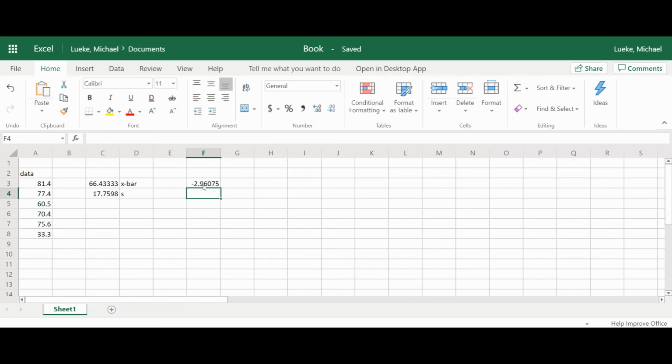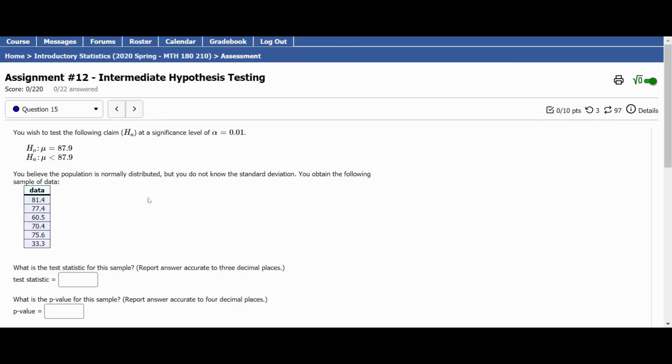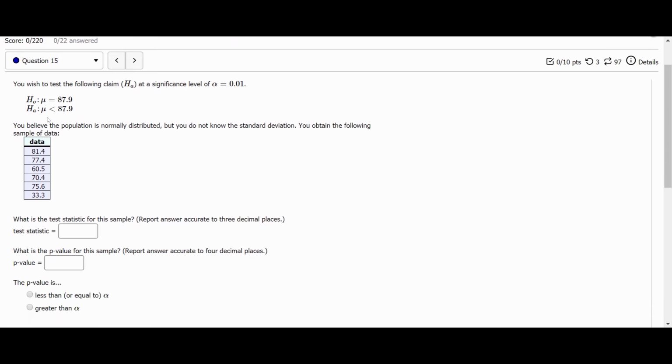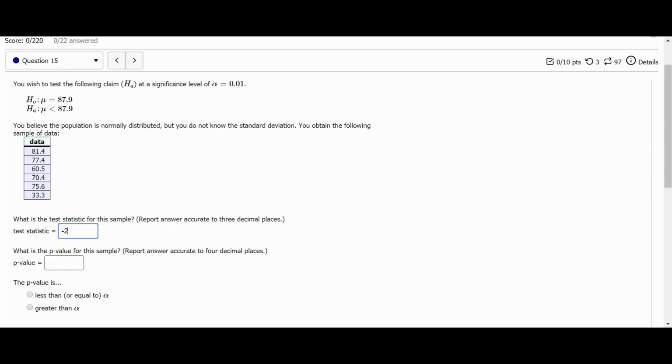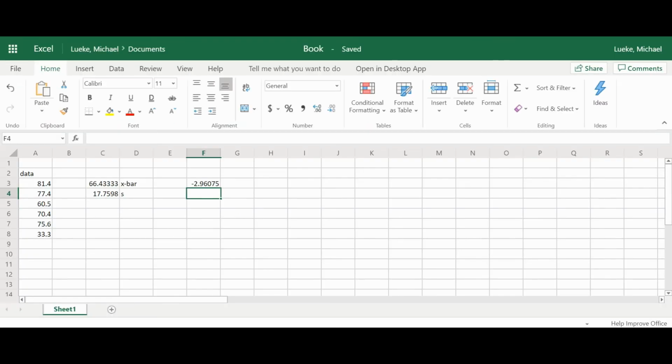And now my test statistic, remember, is on the negative side because that is the test statistic on the left side of the distribution. I'm going to look carefully at this and notice that my alternative hypothesis is to the left of the mean. So if this were mu greater than 87.9, then I would choose a positive version of that test statistic. But since my test statistic is on the left-hand side, I'm going to go ahead and pick negative 2.96075. Make sure that's right. Yep.